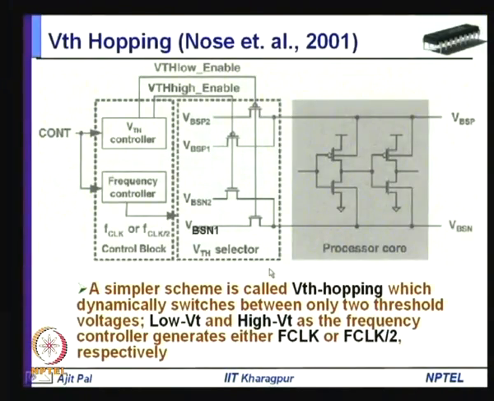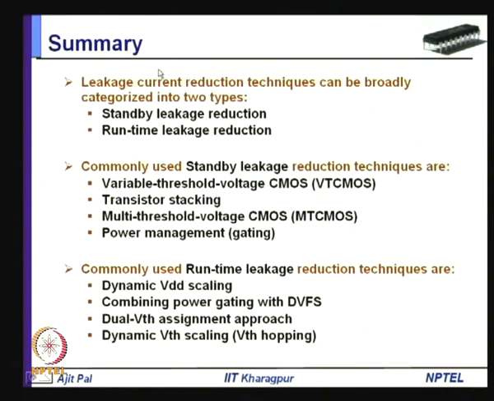Okay. Let us now summarize what we have discussed so far. We have discussed leakage reduction techniques, which can be broadly divided into 2 categories: standby leakage reduction and runtime leakage reduction. We have discussed several standby leakage reduction techniques like variable threshold voltage CMOS, VTCMOS, transistor stacking, multi threshold voltage CMOS, and power management or power gating, which are commonly used to reduce standby leakage power.